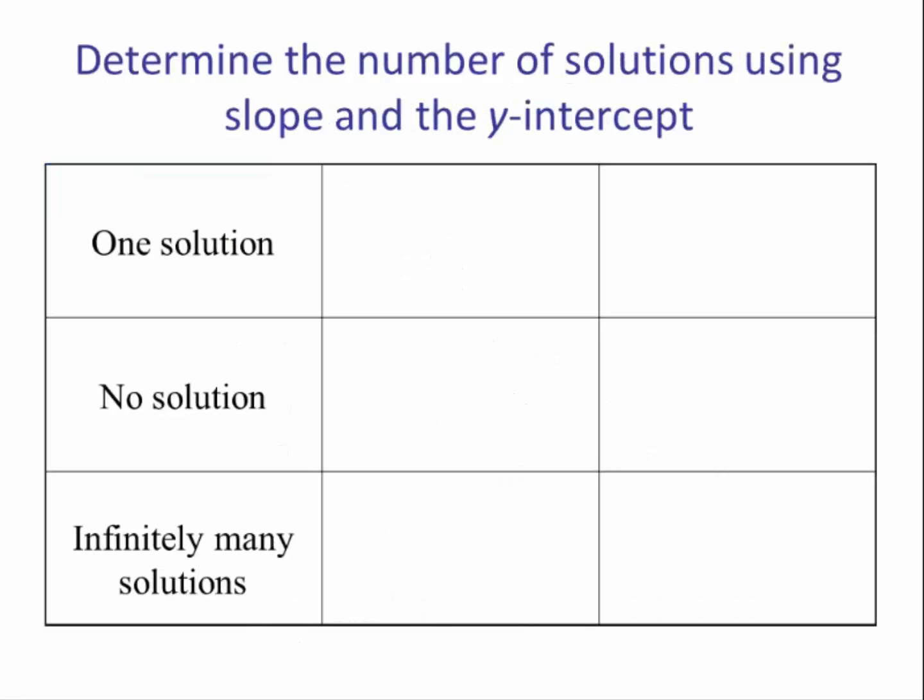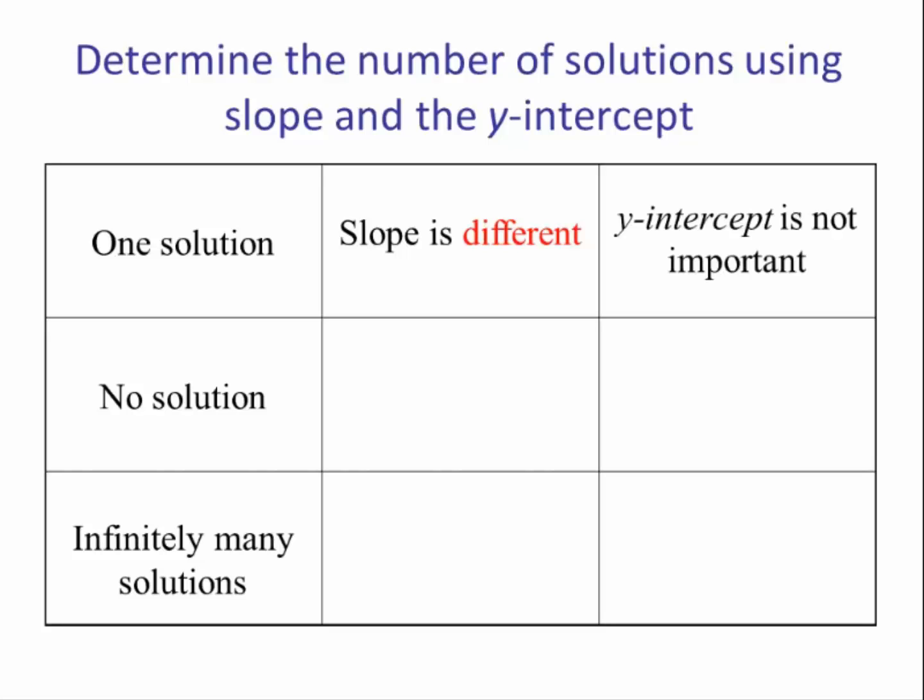So let's summarize. Determine the number of solutions using the slope and the y-intercept. So we saw in the previous videos we can have one solution, we can have no solution, and we can have infinitely many solutions. And we can verify the number of solutions just by using the slope and the y-intercept. If the slope is different, we will have one solution and the y-intercept is not important. So whenever we have two equations that have different slopes, we will have one solution. There will be a point of intersection.